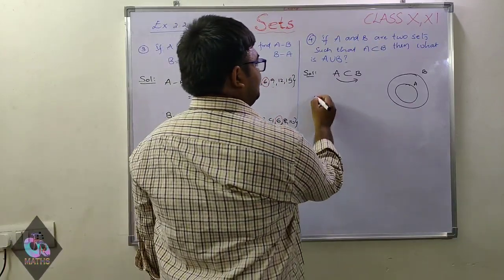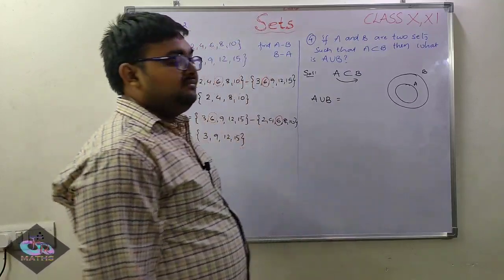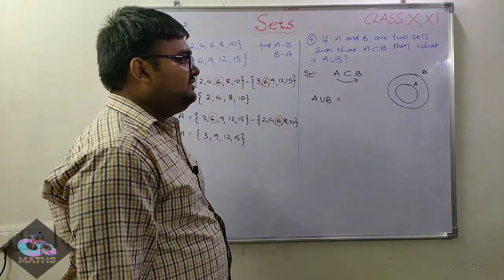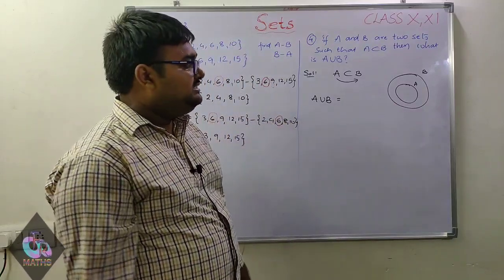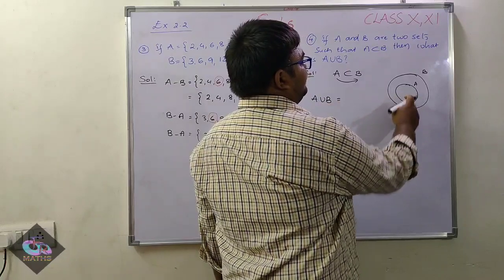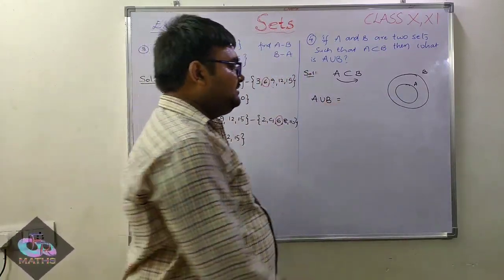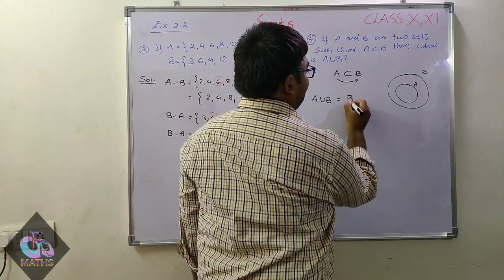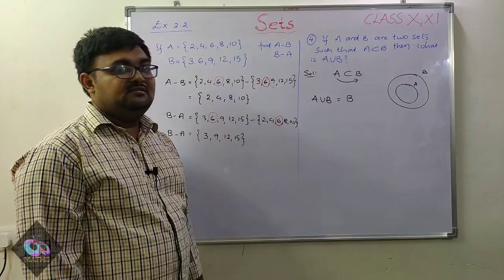So from this, what can you say? A union B means set A union set B. Here all the elements of A belong to set B. So what is the biggest set here? The biggest set is set B. So the value of A union B is nothing but B itself.